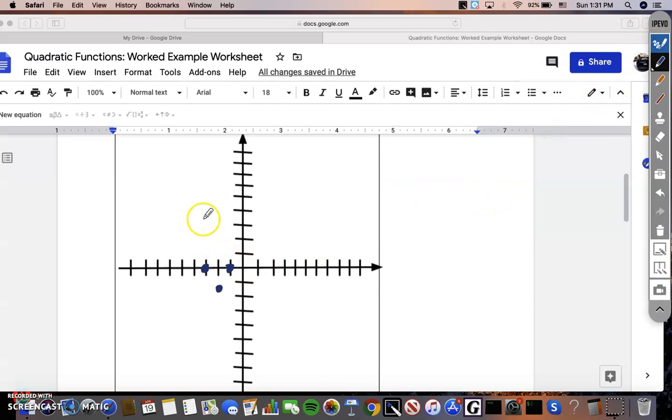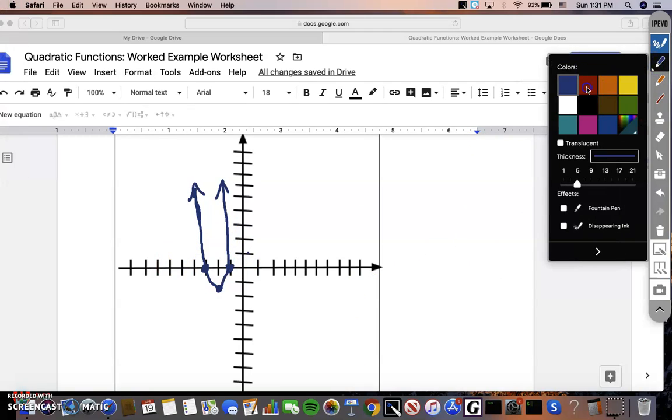Alright, so now we can just draw the parabola. It will look something like that. Okay, so there we got it. We graphed our first parabola, right? And we put it through this new equation. And I'm going to change the color of the point so you know where it is.